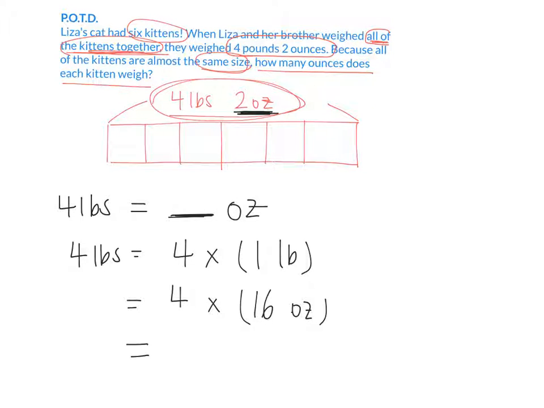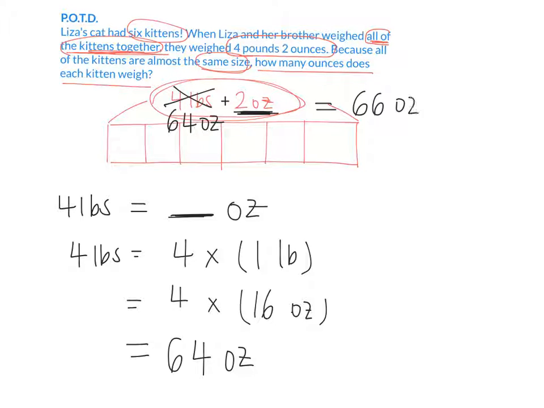What's 4 times 10? 40. What's 4 times 6? 24. So if my partial products are 40 and 24, what's my total product? 64. So therefore, 4 pounds is the same as 64 ounces. Is that my final answer? No. I know now that I can replace the 4 pounds there with 64 ounces. And then I have another 2 ounces. So what's the total weight?